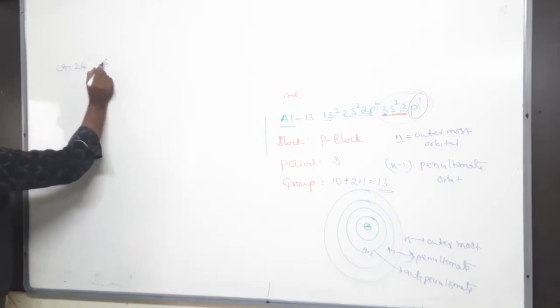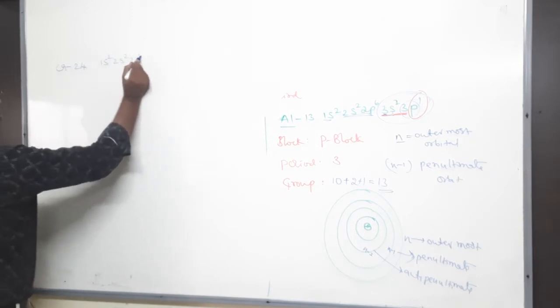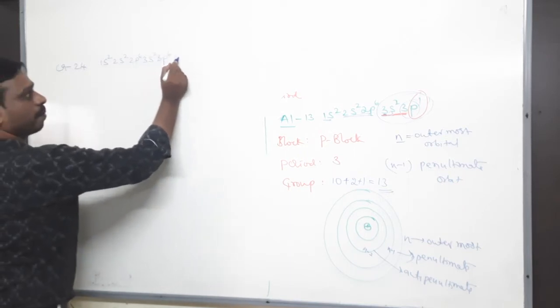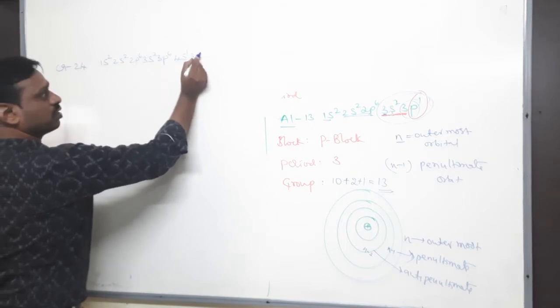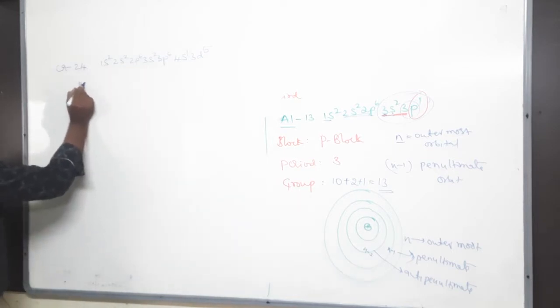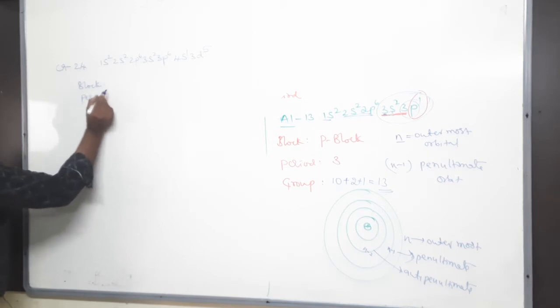Chromium and copper both are having anomalous electronic configuration. Do you remember? 1s2, 2s2, 2p6, 3s2, 3p6. Tell me. 4s1, 3d5. Chromium and copper, these two elements in the 3d series, have anomalous electronic configuration. Come on, tell me, what is the block? D block. Okay.